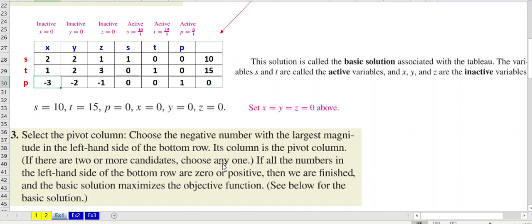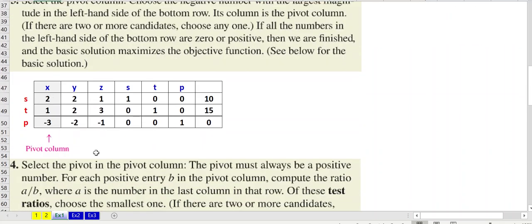If there are 2 or more candidates, choose either one. In other words, if there were 2 negative 3s, choose either column. So this is our pivot column, and so that's what we're showing right here. This is the pivot column.